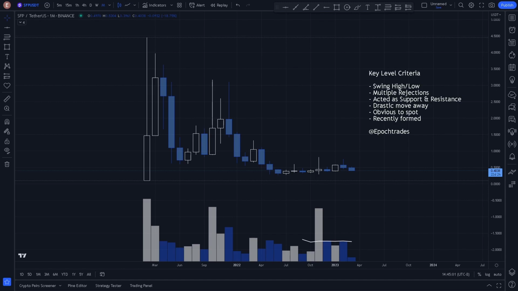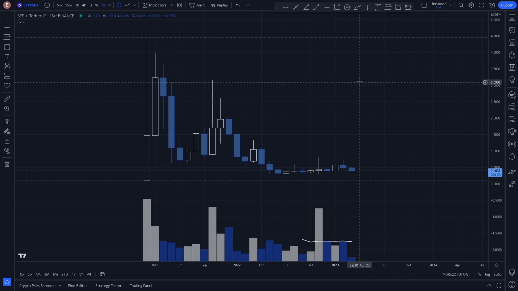Today we're going to be covering key levels on the monthly and weekly time frame for SFP. So, as always, our key level criteria: we look for swing highs and swing lows, multiple rejections, acted as support and resistance, drastic moves away, obvious to spot, and recently formed. So, let's go ahead and hop right in.